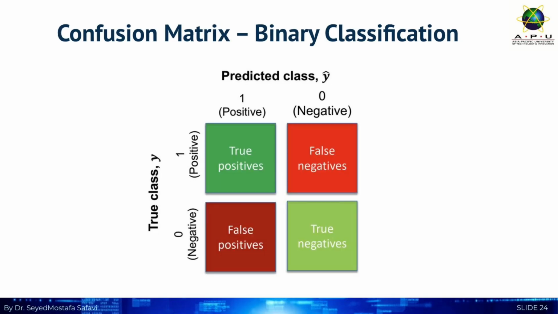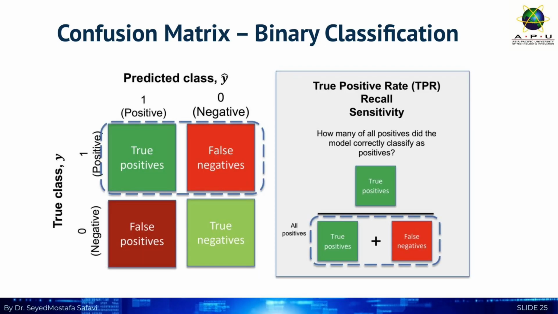Let's label the 4 corners of this matrix. It's a simple grid of what we predicted versus what the actual truth was. We'll focus on the 4 key outcomes: true positives, true negatives, false positives, and false negatives. The true positive rate, TPR, also known as recall or sensitivity, is a safety net. It asks, out of all the actual positives that should have been caught, how many did we correctly identify? This is critical for catching defects or diseases.